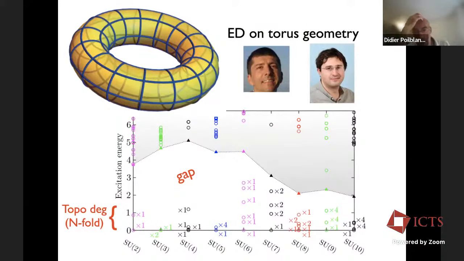For example, by using exact diagonalization on a torus, one could show, and this is the spectrum for different values of capital N from SU(2) to SU(10), that the ground state is degenerate as expected, with the correct degeneracy, which is capital N. Then there is a gap above that, and then a continuum of excitations. So that's the first indication that we have a topological order in this model.